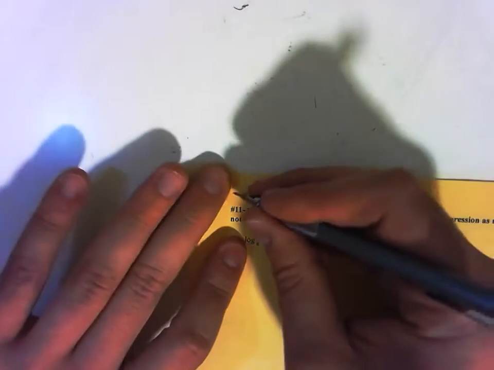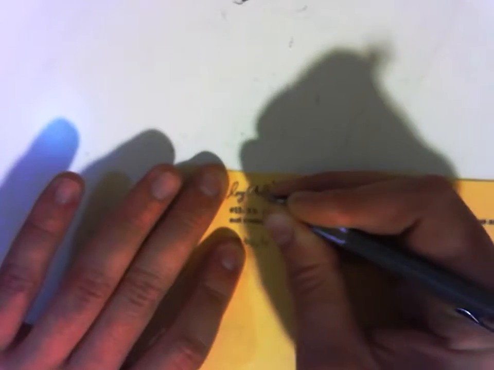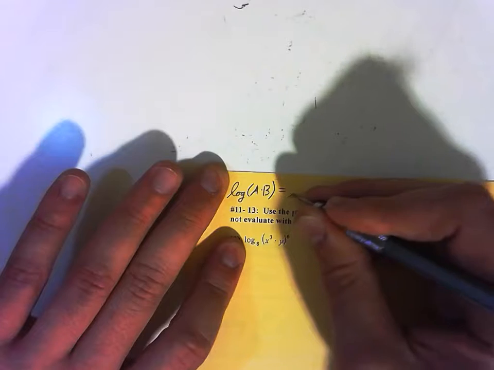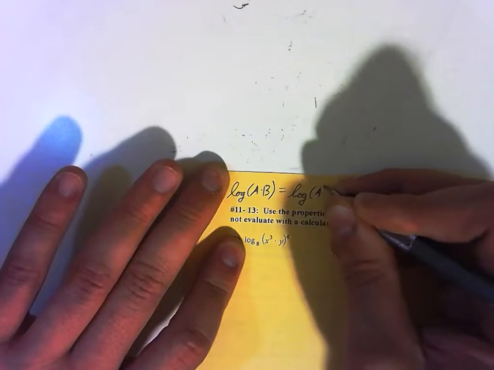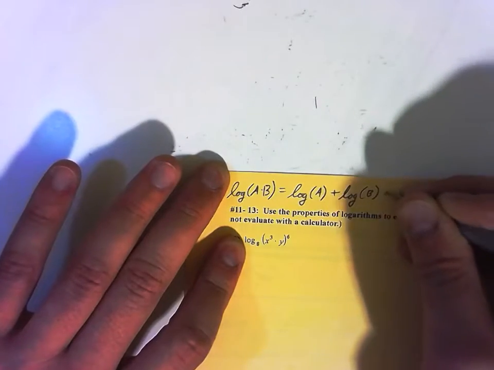Number 11, properties of logs. Hopefully, you had your flip chart with all the log rules. Log of a times b, or log of something times something else, equals log of the first factor plus log of the second factor.